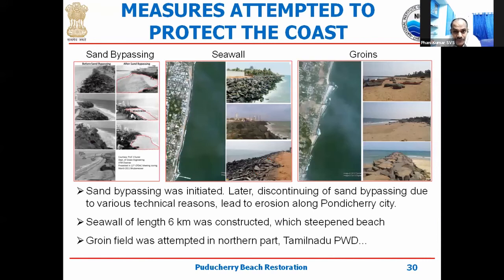Next slide, please. These are the various regions that we identified. Sand bypassing, we tried as a pilot project. Then there were some huge sections with seawall, and towards the north there were also some groins. We studied in depth the effects of all these things. Next slide, please.